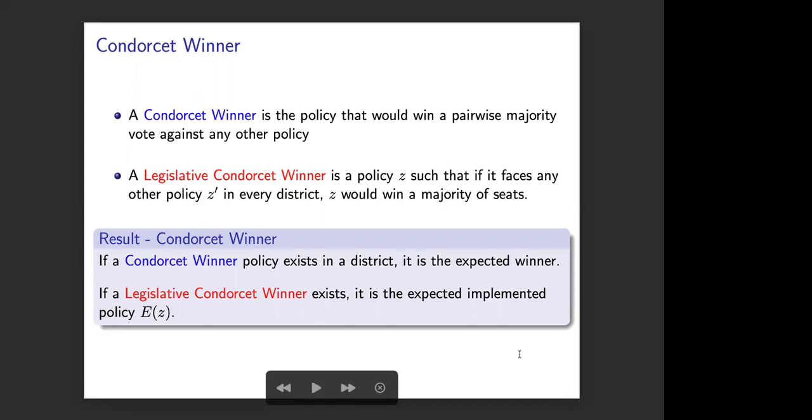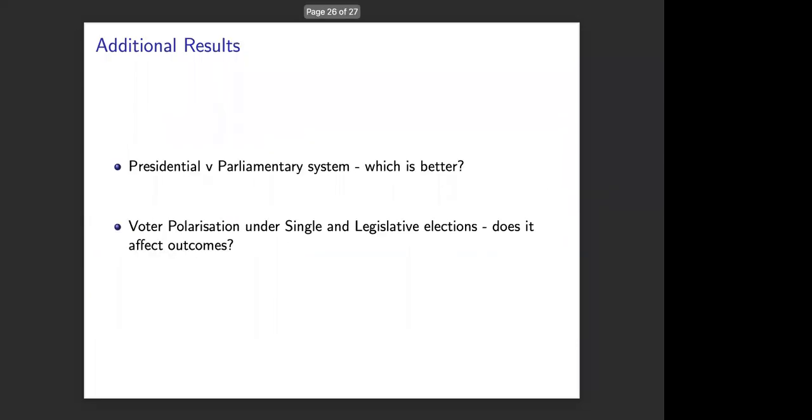And with those in mind, what is the result? If a Condorcet winner policy exists in a district, it is the expected winner. It will always be implemented in a district. And if a legislative Condorcet winner exists, it is the expected implemented policy. So if these good policies exist locally or nationally, they will always be implemented. Again, all of this might seem very boring or straightforward, but the whole benefit is that none of these things are guaranteed for a single district at all. We get bad results in a single district, and these good results are coming out of the fact that we have a legislative setup.